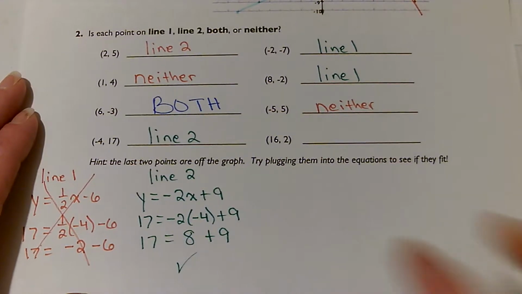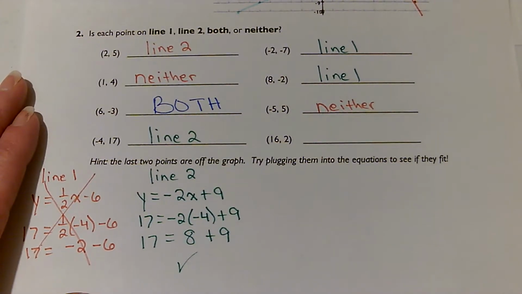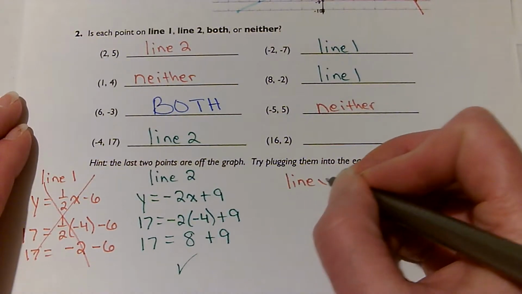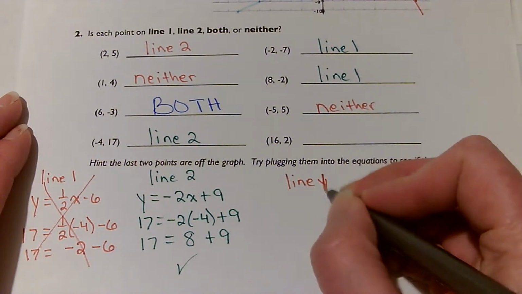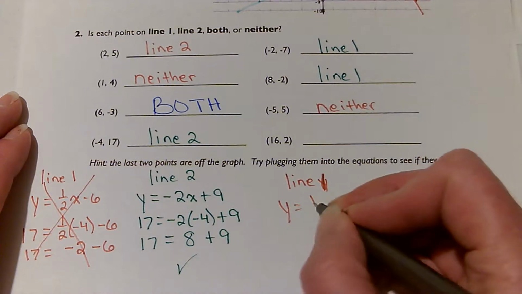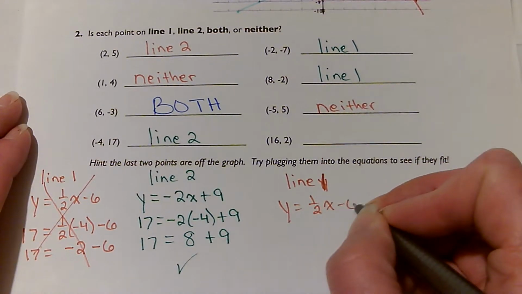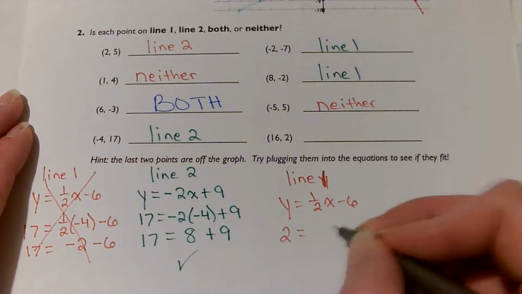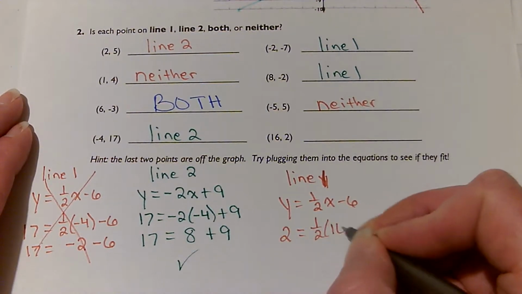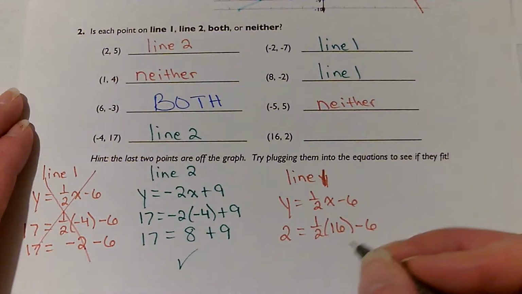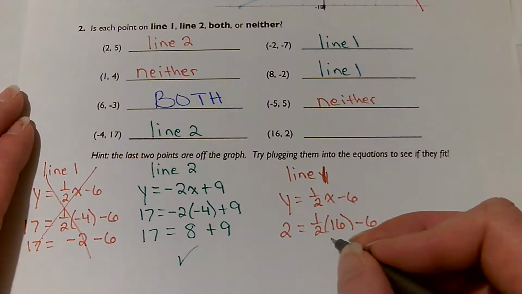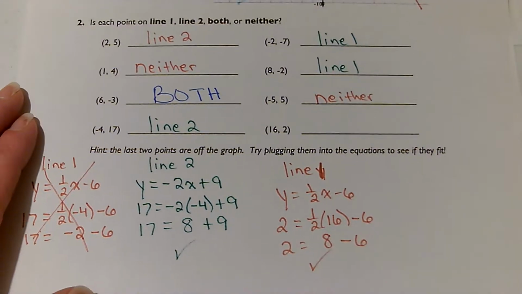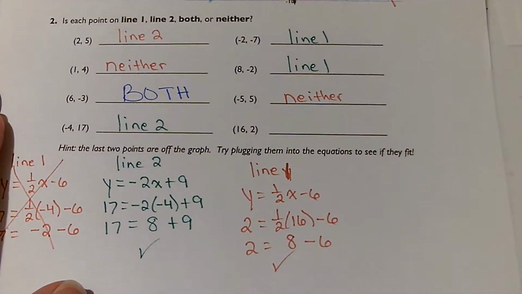What about 16, 2? Well, I need to start with line 1. Its rule, whoops, that's supposed to be a 1. Y equals 1/2 x minus 6. So I'm plugging in 16, 2. So 2 equals half of 16 minus 6. Is that true? Half of 16 is 8 minus 6. Yes. Will it work with the other one?